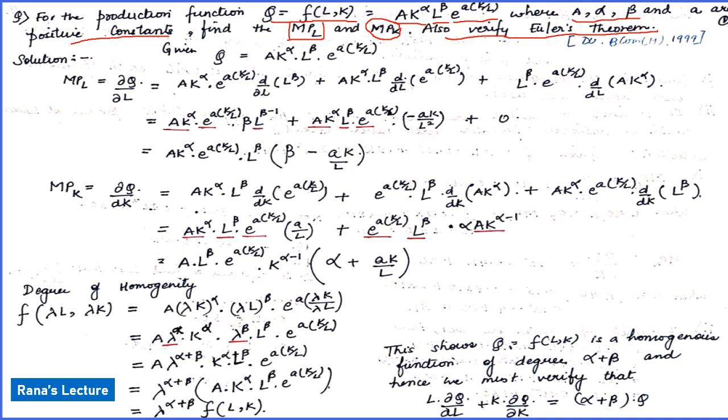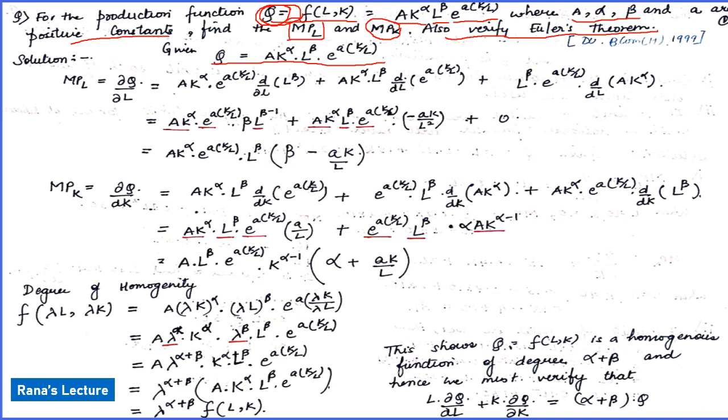मार्जिनल प्रोडक्टिविटी ऑफ लेबर कैसे कैलकुलेट होगा? अगर हम इस फंक्शन को विथ रेस्पेक्ट टू एल डिफरेंशिएट कर देते हैं, राइट, तो वी विल गेट मार्जिनल प्रोडक्टिविटी ऑफ लेबर. इस समय हमें कैपिटल को कांस्टेंट रखना होगा. एंड इफ वी डिफरेंशिएट दिस फंक्शन विद रेस्पेक्ट टू कैपिटल कीपिंग लेबर कांस्टेंट, तो हमें मार्जिनल प्रोडक्टिविटी ऑफ कैपिटल मिल जाएगा, राइट? सो व्हाट इज द फंक्शन? Q is equal to A k to the power alpha l to the power beta into e to the power a into k by l.